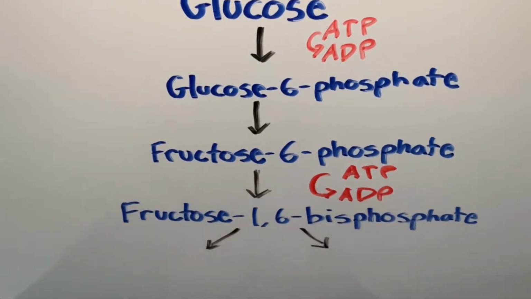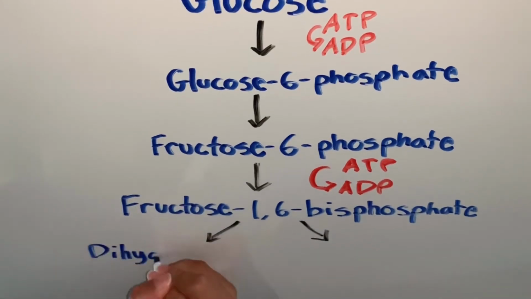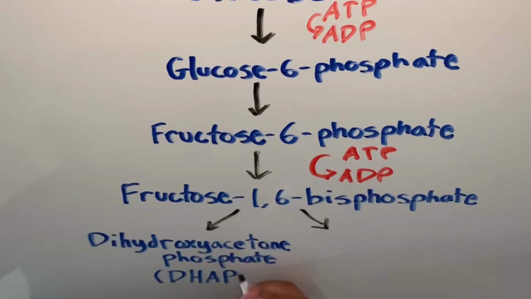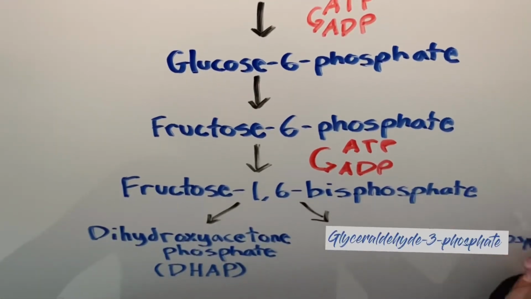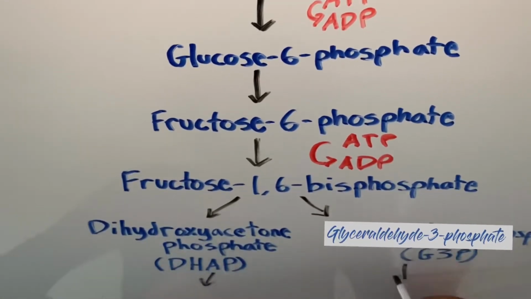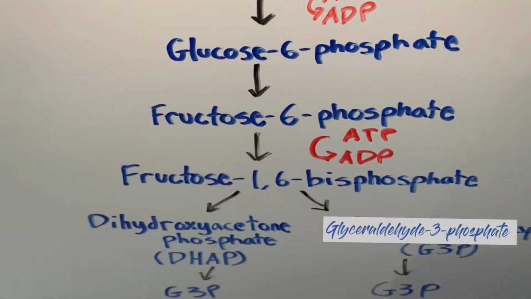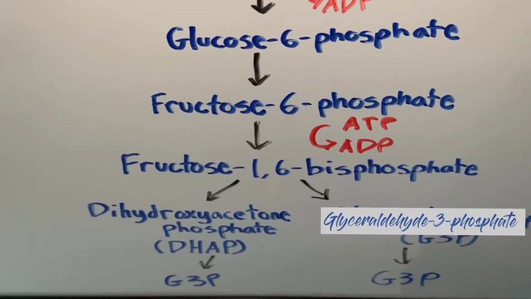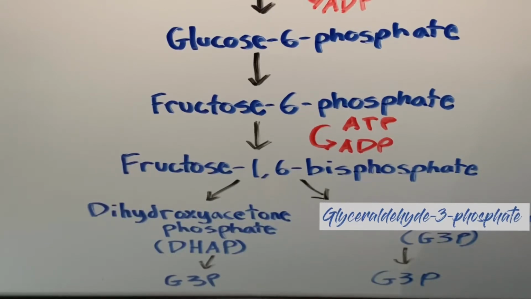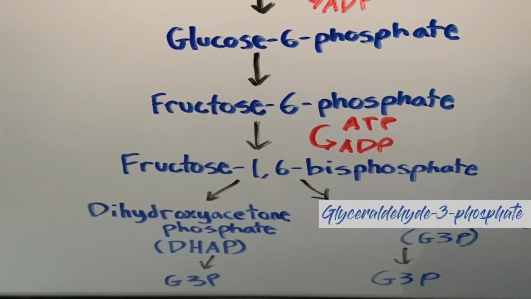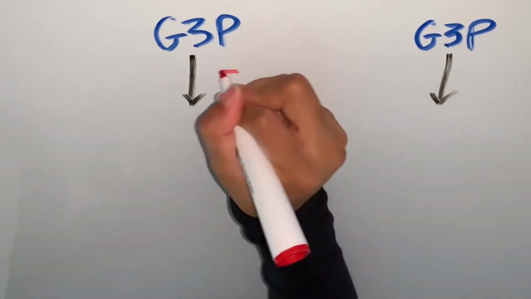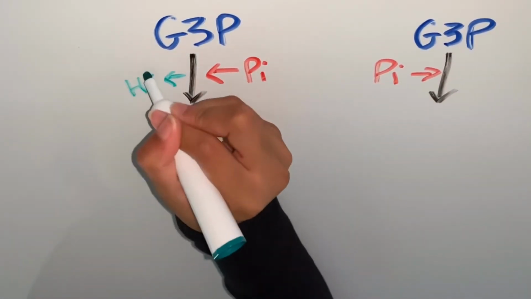Next, glucose 6-phosphate isomerizes, which is a fancy way of saying rearranges, into fructose 6-phosphate. Then another ATP is used, which means fructose 6-phosphate gains a phosphate group and becomes fructose 1,6-bisphosphate. This breaks down into dihydroxyacetone phosphate and glyceraldehyde 3-phosphate, which are isomers of each other. And since cells prefer G3P over DHAP, it is converted to G3P.